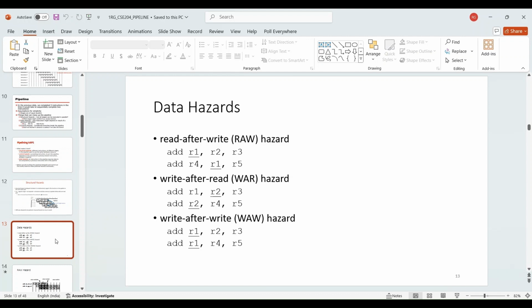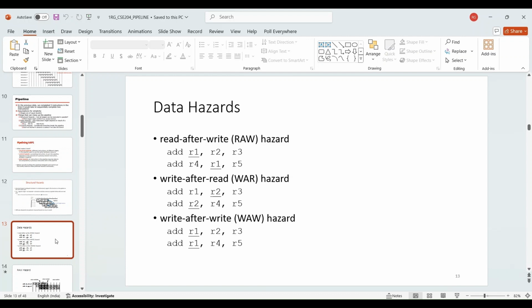The second instruction must read after the first one has written. And this kind of hazard can also be avoided by improving the hardware, by a technique called forwarding or bypassing. We are going to see that.